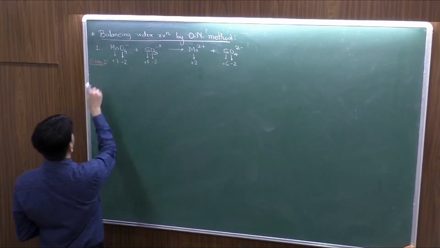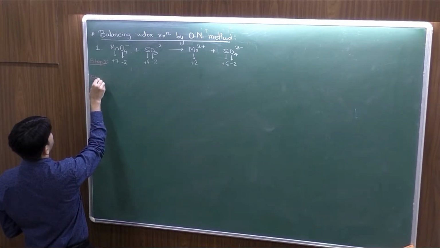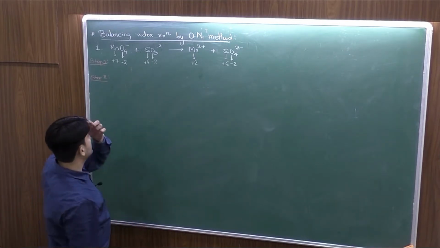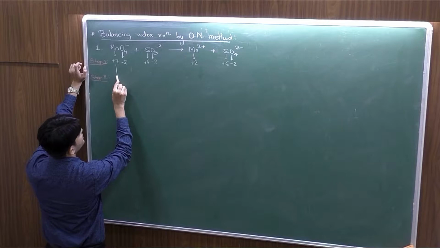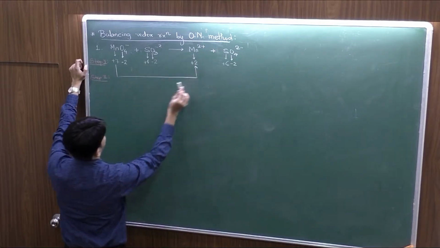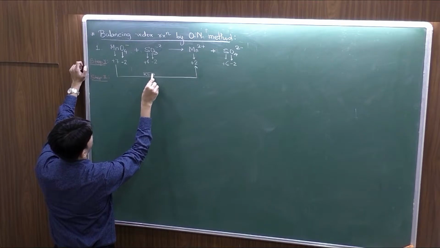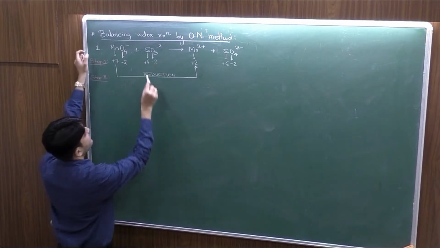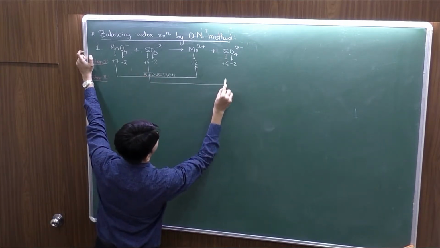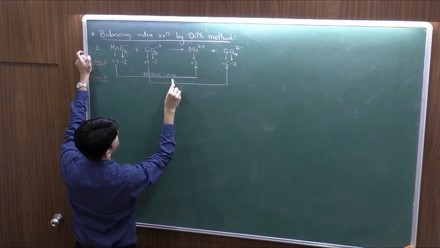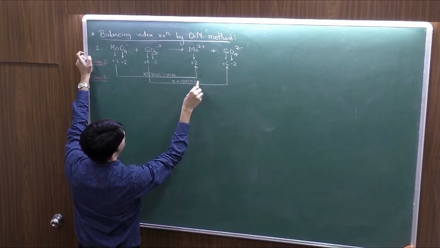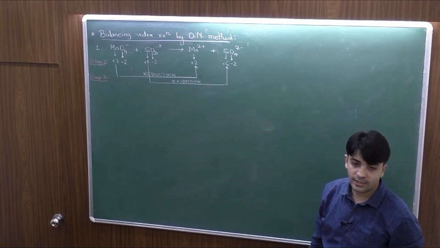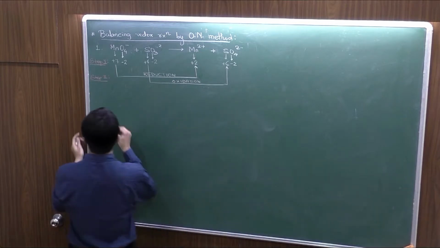ठीक है. Step 2. Identify the species undergoing oxidation and the species undergoing reduction. So here plus 7 manganese is changing to plus 2, which is a decrease in the oxidation number, hence it's undergoing reduction. And S from plus 4 is changing to plus 6, which is increase, so it is oxidation. So we have observed that manganese undergoes reduction and sulfur undergoes oxidation. Correct? Now step number 3.